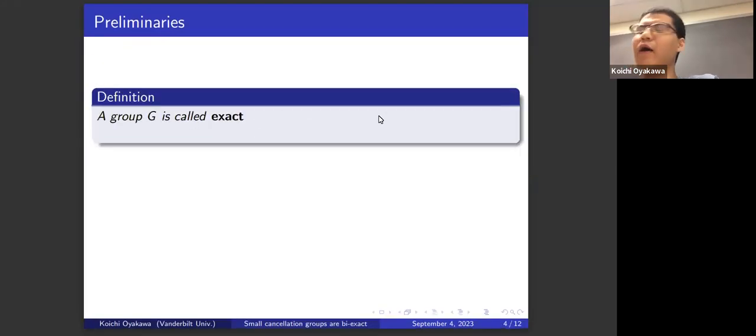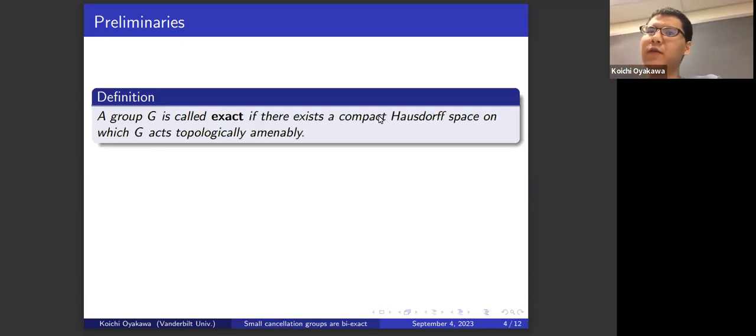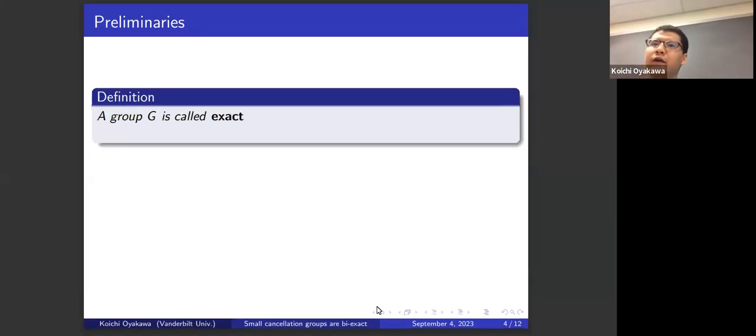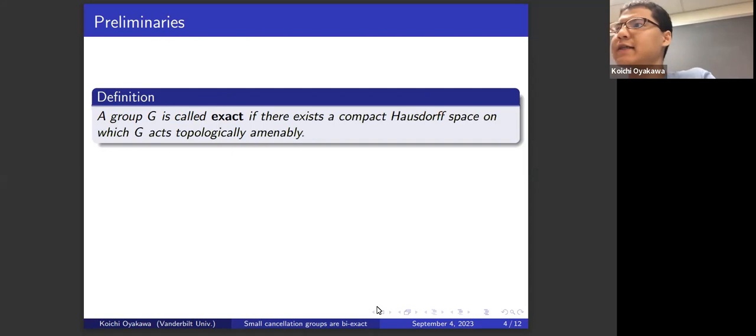So now a group is called exact if it admits a topologically amenable action on some compact Hausdorff space. And by the proof of this example, it's straightforward to see that a group is amenable if and only if its action on one point is topologically amenable. So we can consider exactness as a kind of generalization of amenability.